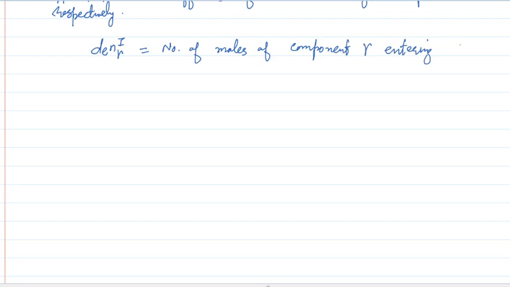And the dE and gamma, suppose for the first, it basically represents the number of moles of component gamma entering phase 1 from phase 2nd.